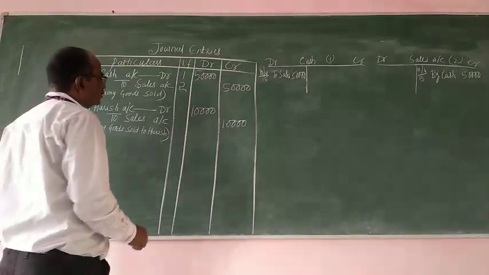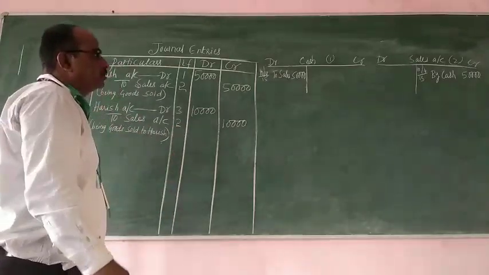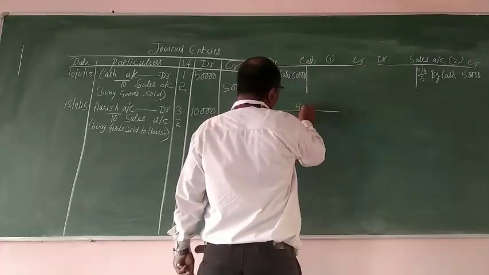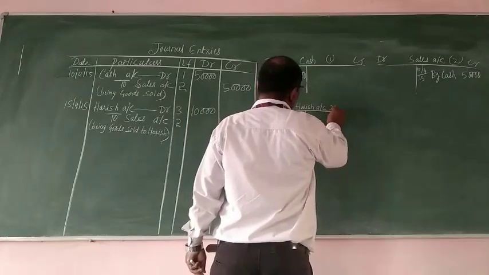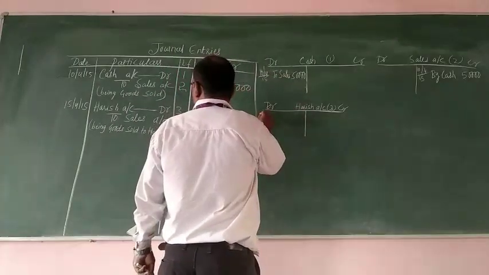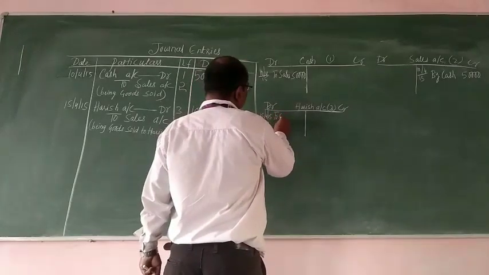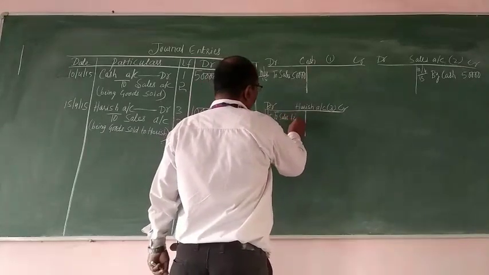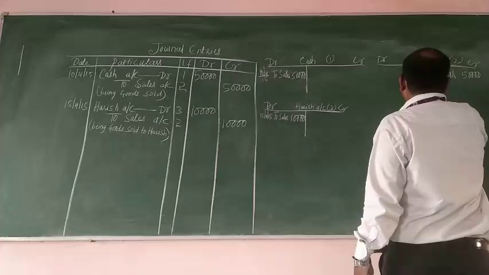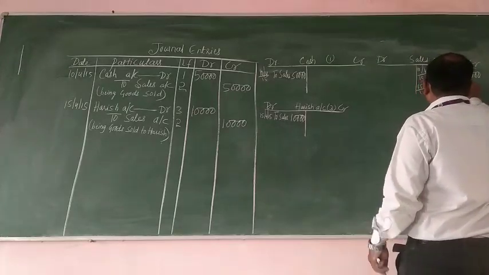So Harish account is not there. You are supposed to open Harish account, but sales account already appeared there. You need not open a new account for sales. So Harish account, page number 3. So Harish account is debited 15/4/2015 to sales 10,000, and in sales account by Harish 10,000.